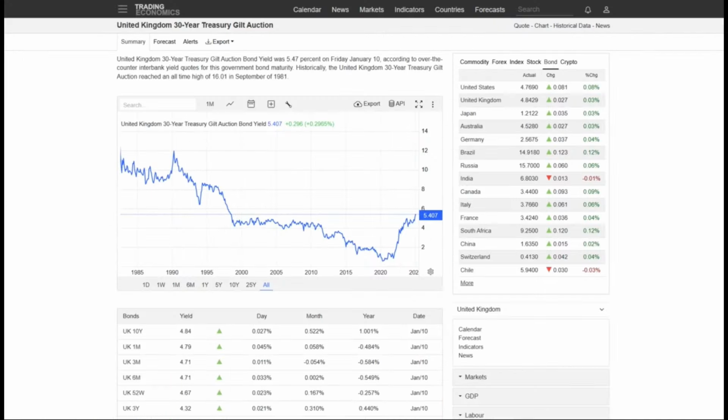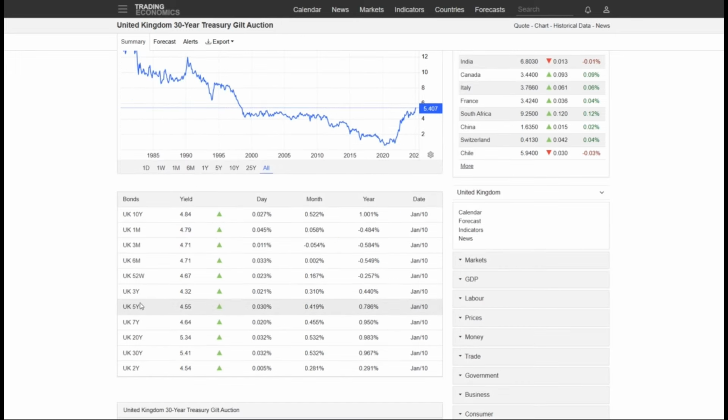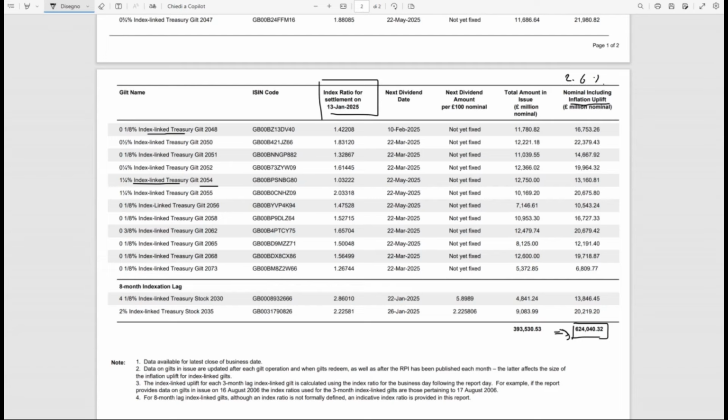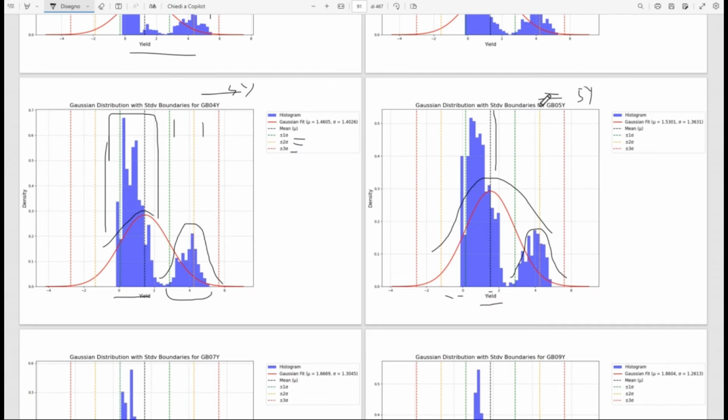Let's go and check. 5-year, 4.55%. That is the cost of borrowing for 5 years for the government, and it is here, 4.55%. It's 2 standard deviations from the average yield, which should be 1.8%.